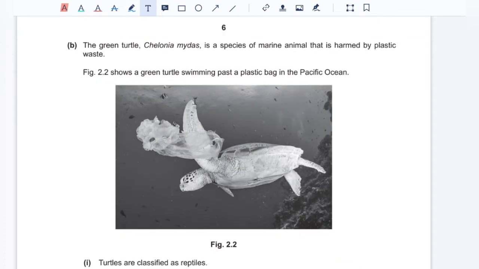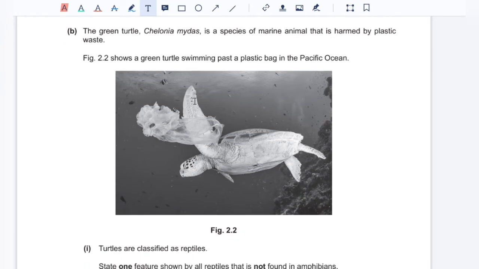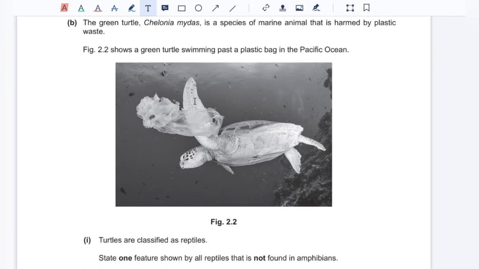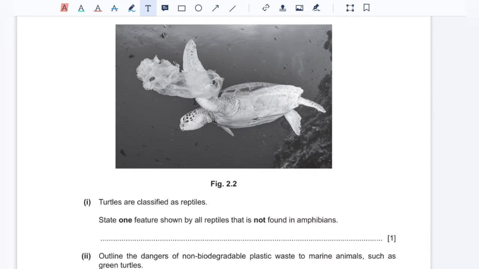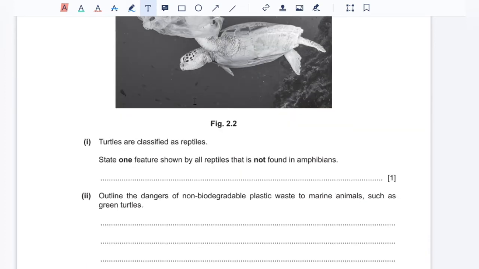The green turtle, Chelonia mydas, is a species of marine animal that is harmed by plastic waste. Figure 2.2 shows a green turtle swimming past a plastic bag in the Pacific Ocean. 1. Turtles are classified as reptiles. State one feature shown by all reptiles that is not found in amphibians.